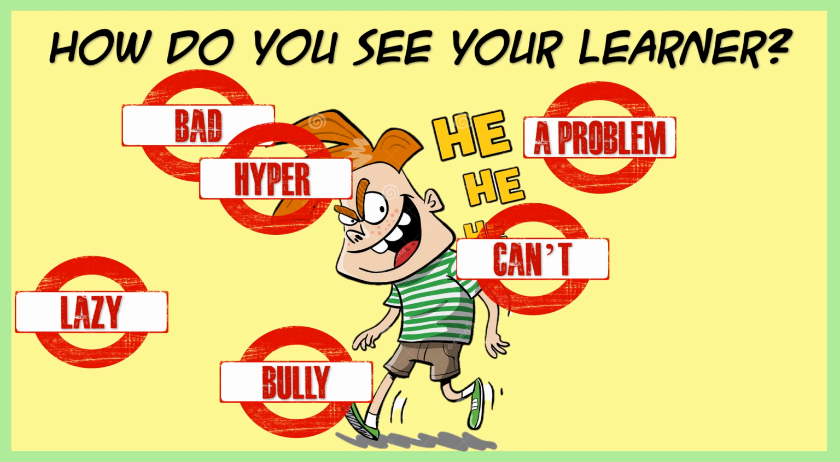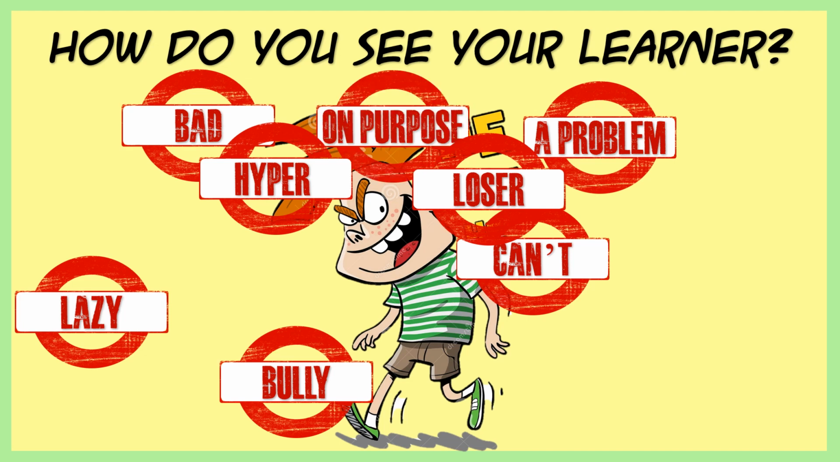Hyper. Now, I know that some children have been diagnosed as having ADD or ADHD, but if we label a child as hyper, what we're doing is we are actually implying that because of the ADD or the ADHD, this child cannot learn, and that is incorrect. Unfortunately, children pick up on these labels, and they many times label these learners then as losers.